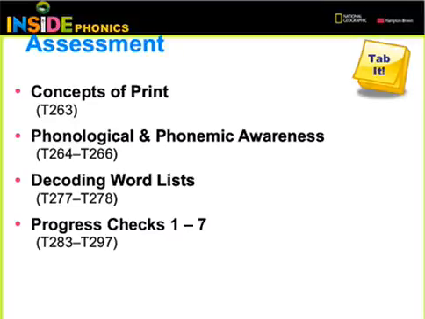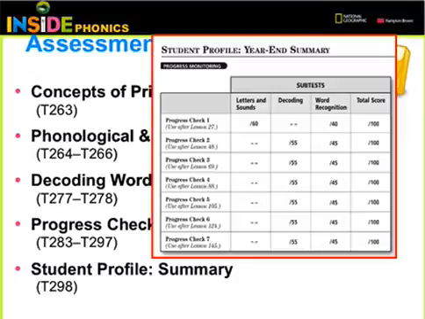Now let's take a closer look at the progress checks that come at the end of each group of lessons. The progress checks measure students' cumulative decoding skills and knowledge of high-frequency words as they move through the program. These begin on page T283. As you can see in the Year Event Summary profile sheet, each of the progress checks tests the different skills objectives for decoding and word recognition, initially for letters and sounds. And then you can track their skills over time.